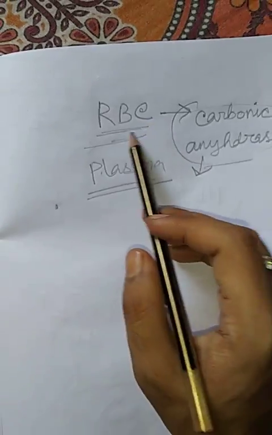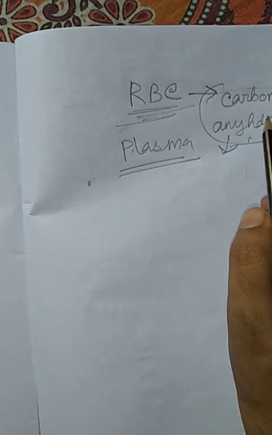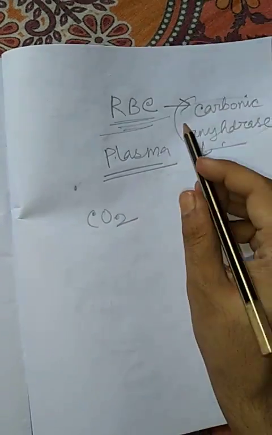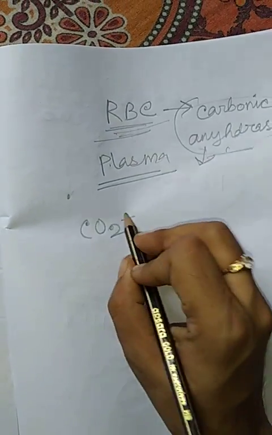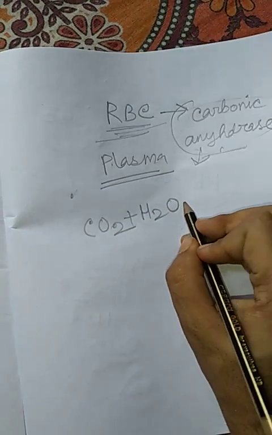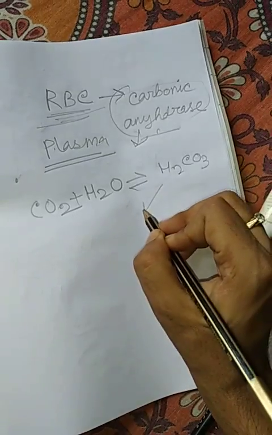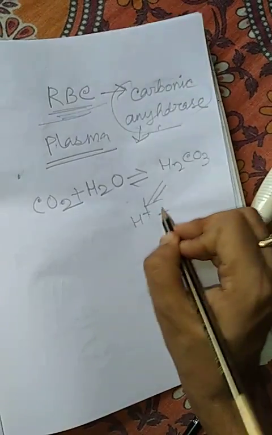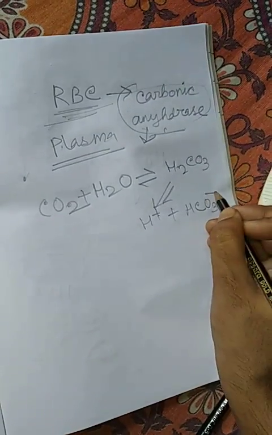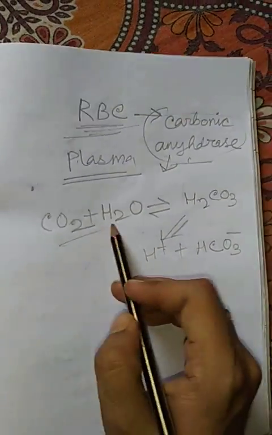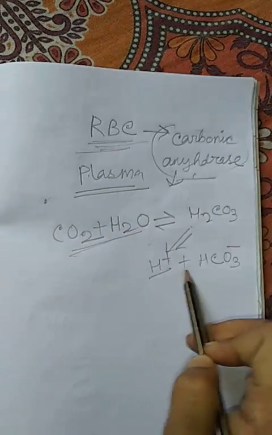So if carbonic anhydrase is present in RBC, then what will happen? In RBC this enzyme is present, so carbon dioxide dissolves in the blood, and with water it forms the complex H2CO3, which further dissociates into H positive plus HCO3 negative. So in RBC this enzyme is present. So carbon dioxide in blood reacts with water and forms H positive and HCO3 negative.